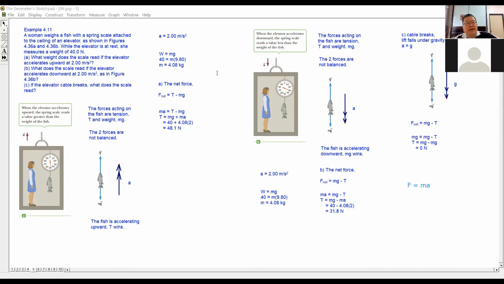So what is happening now, right? Now, you read example 4.11 first. Then I explain to you what is happening.